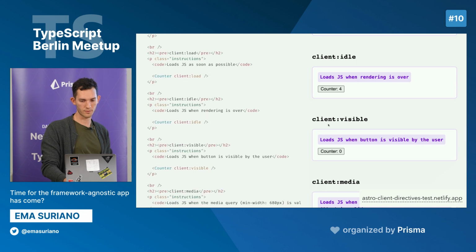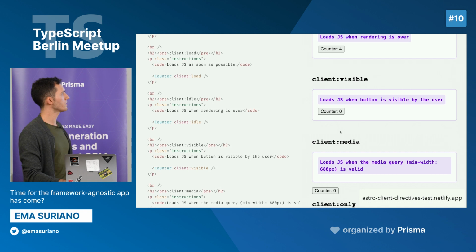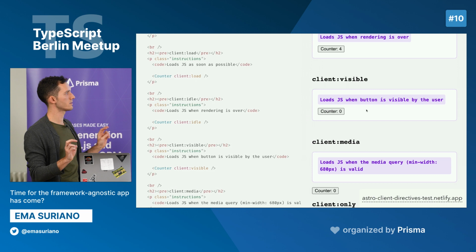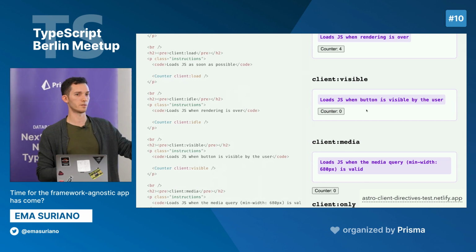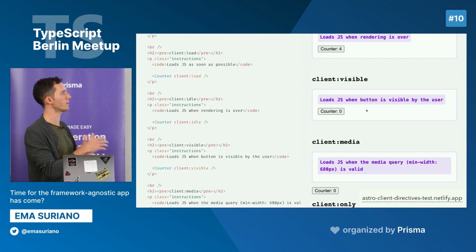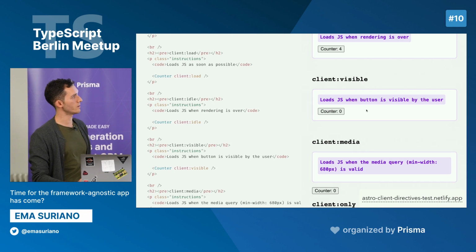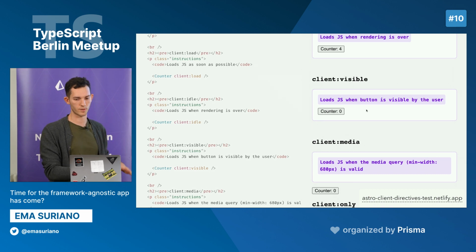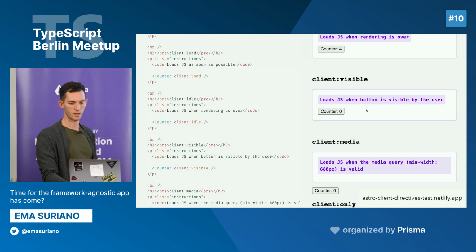Next one, we have client visible and client media. I grouped them together because they're based on some CSS, let's say, conditions. So they have the lowest priority because we need to understand the viewport and some other stuff. In the case of visible, the component is going to be loaded when the user actually sees it. And this is great for components that are right at the bottom of our page, and we don't care about loading the JS until the user can actually use them. In this case, it's visible.